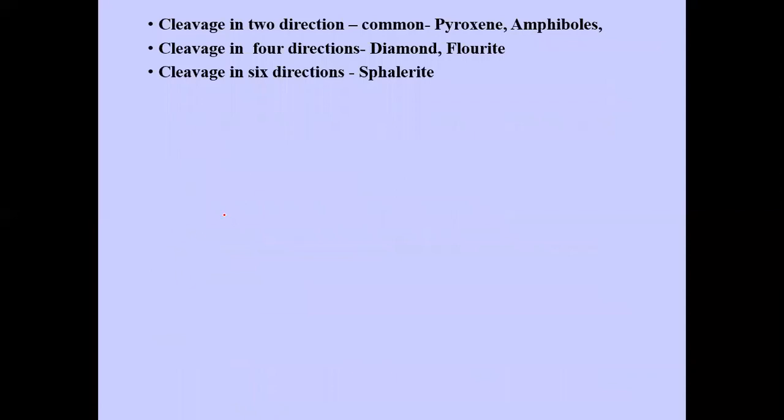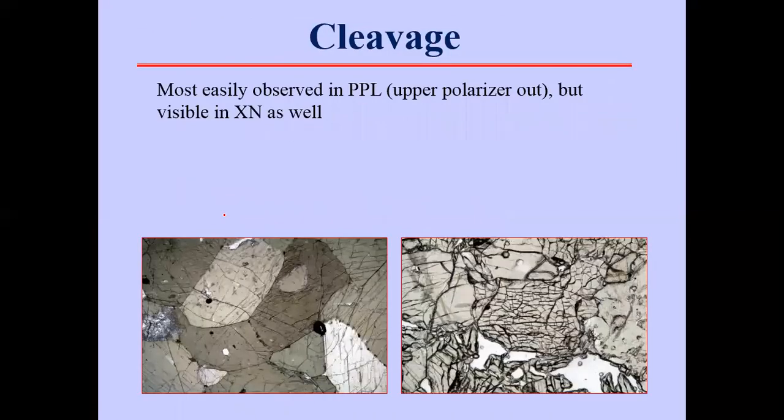Cleavage in two directions. Such minerals include pyroxene and amphiboles which have cleavage in two directions. Diamond and fluorite are minerals which have cleavage in four directions. Sphalerite is one of the few minerals which have cleavage in 6 directions. Remember that cleavage is most easily observed in plane-polarized light, but it can be visible in cross-polarized light as well.